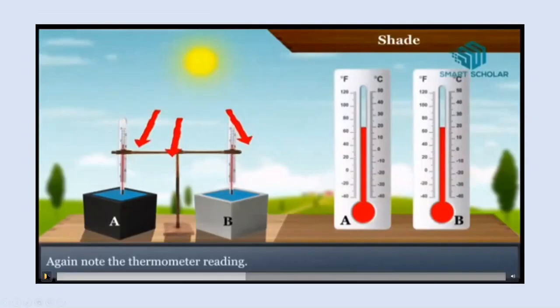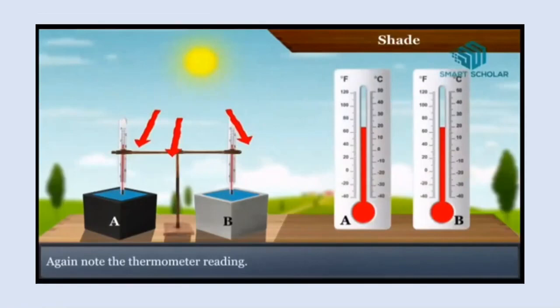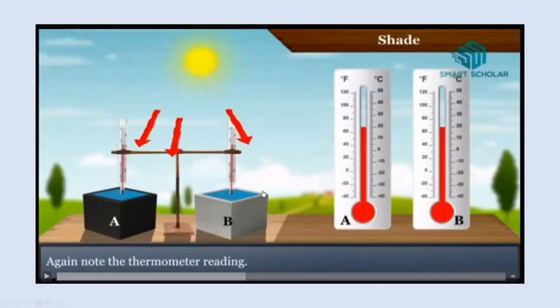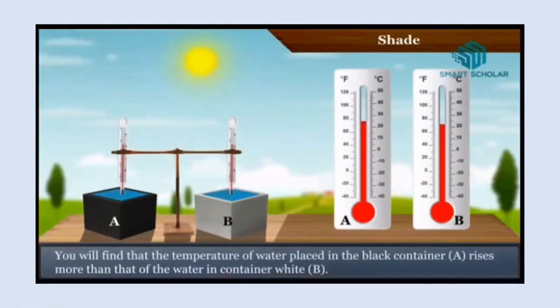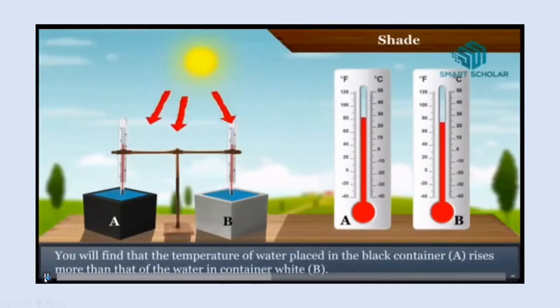What do you think? What will happen? The temperature of both the containers will be the same. It must have been increased, but what is it for both containers? I mean, with respect to containers A and B, the temperature will be the same, the increased one. Okay, so some are saying, sir, it will be increased, and some are saying, sir, it will be decreased. So let us find out. You will find that the temperature of water placed in the black container rises more than that of the water in the white container.